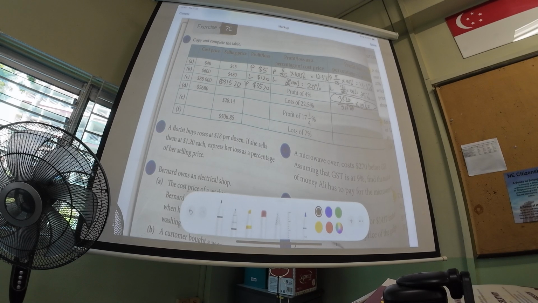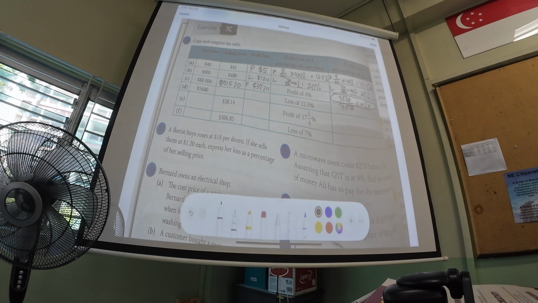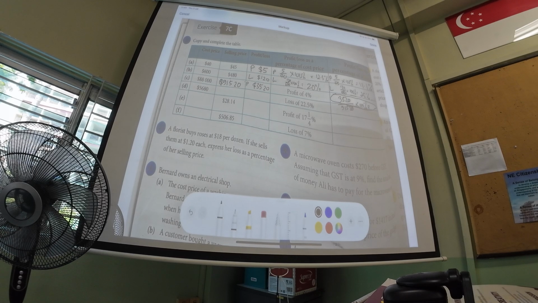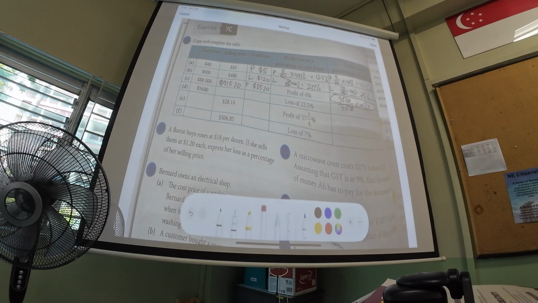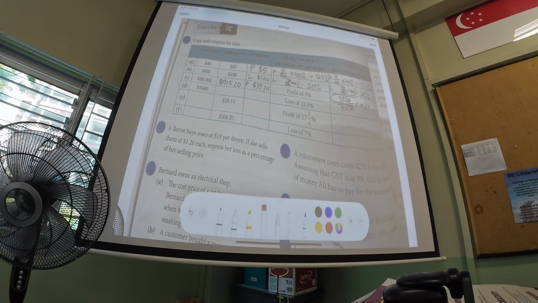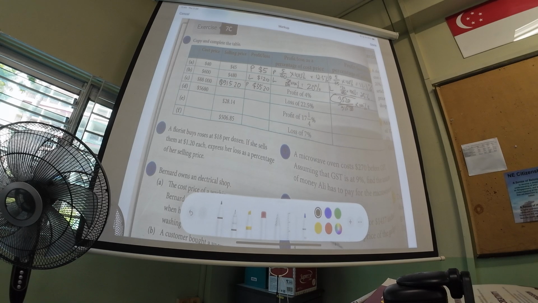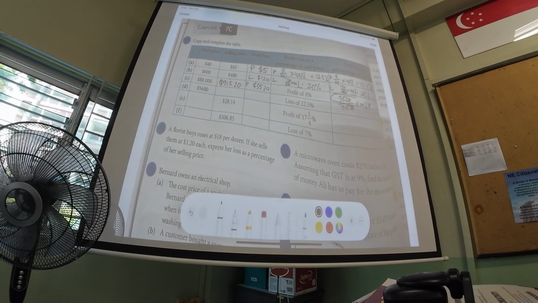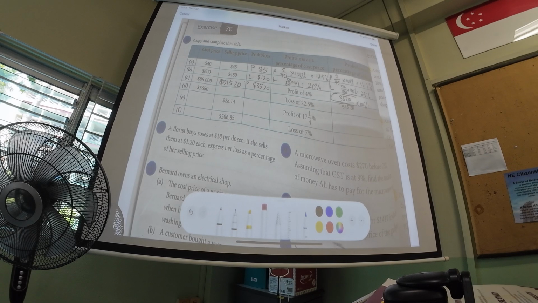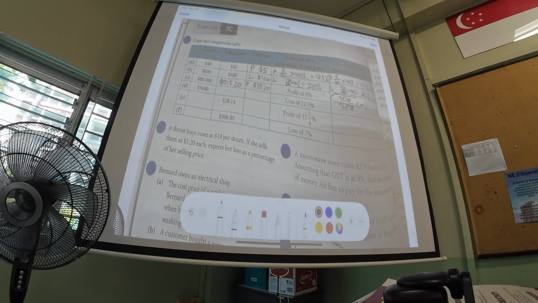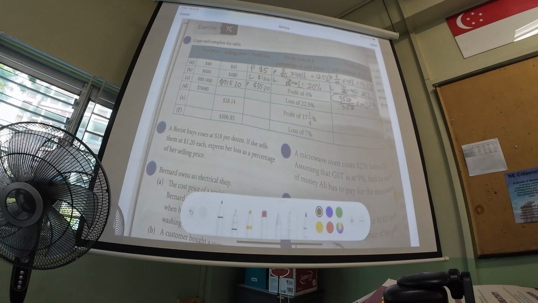3520 divided by 91520 equals 1 over 26, then you times 100, it will give you 3.846%. So if 3 significant figures, it will be 3.85%. Okay? Did you all get 3.85%?